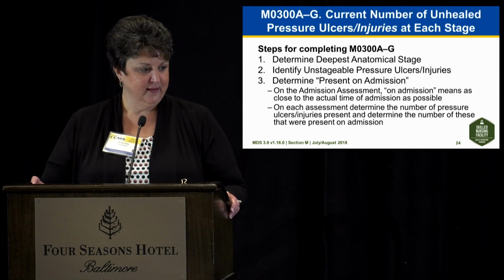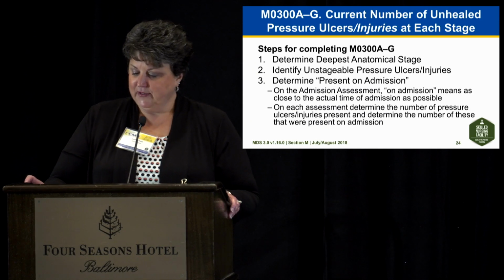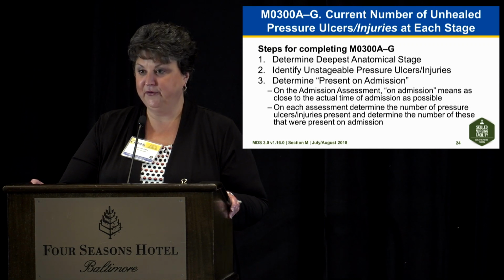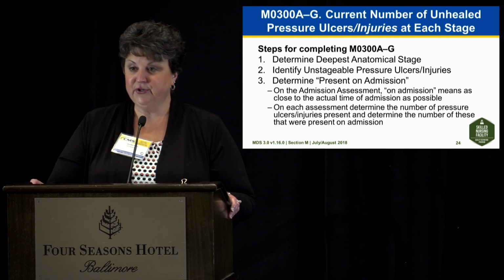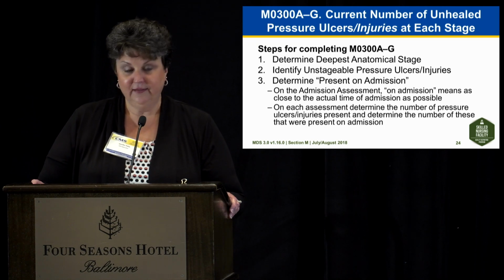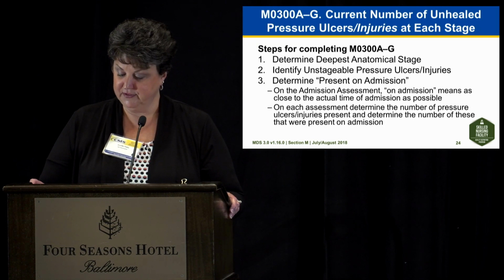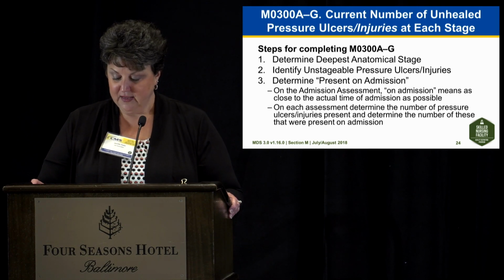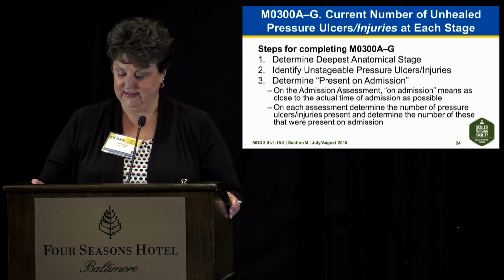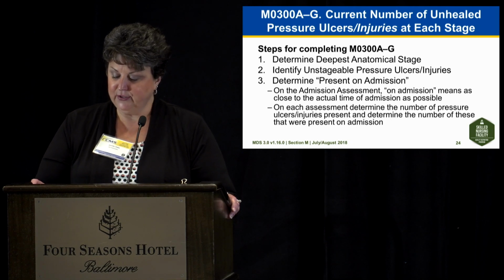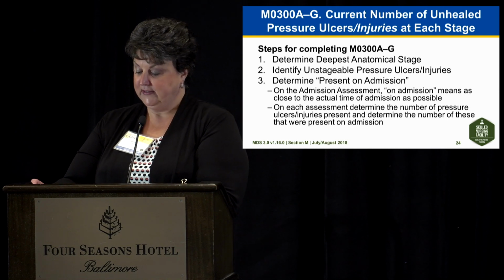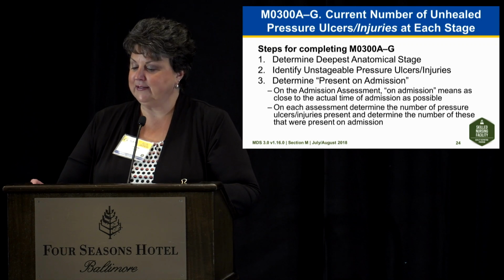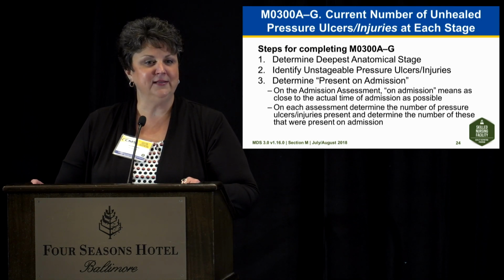Yep, okay. So the 3 steps for completing M0300A through G likely look very familiar to you. First, determine the deepest anatomical stage, then identify unstageable pressure ulcers, then determine which of those ulcers or injuries were present on admission. The definition for on admission has not changed. It means as close to the actual time of admission as possible. Your facility protocols and clinical practice guidelines likely inform what that time means in your facility.